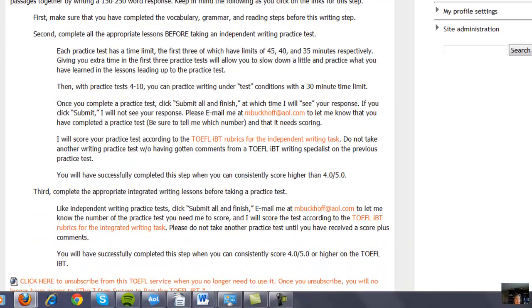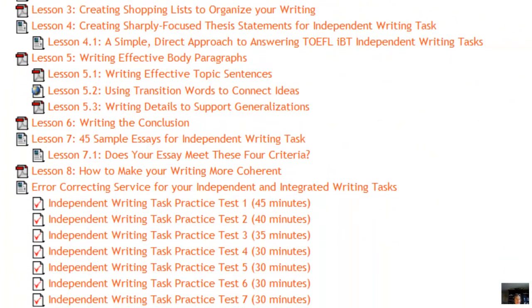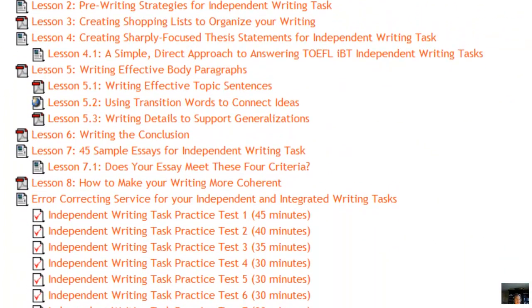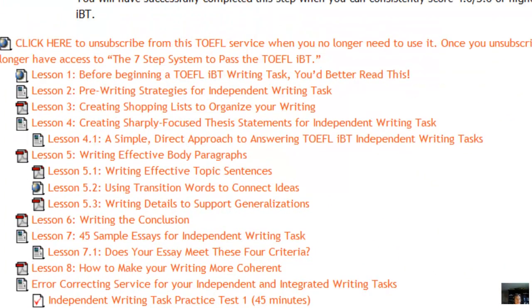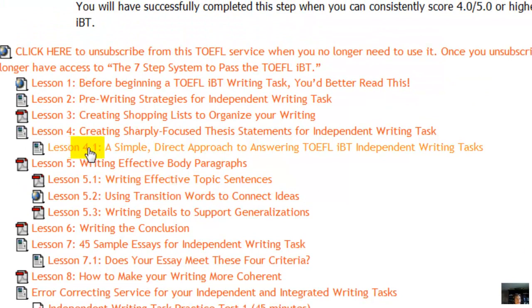I would recommend that you take a look at what could help you a little bit. You definitely know how to write your thesis, so you don't need to worry about that too much. I would say writing lesson number 5.1, writing effective topic sentences. I think you need to improve that a little bit. Lesson 5.3, writing details to support generalizations. I think that would be good.